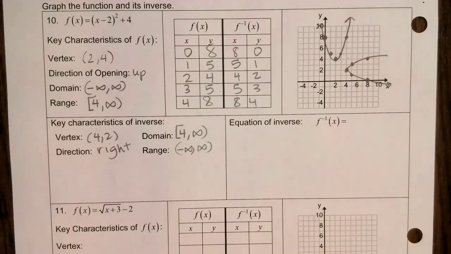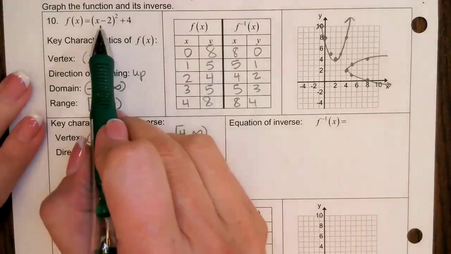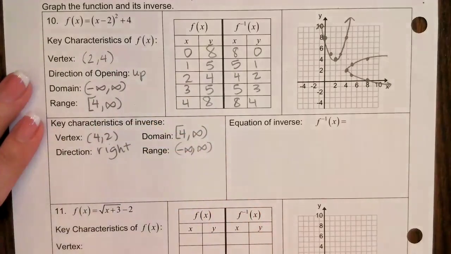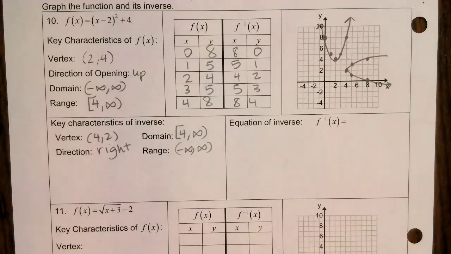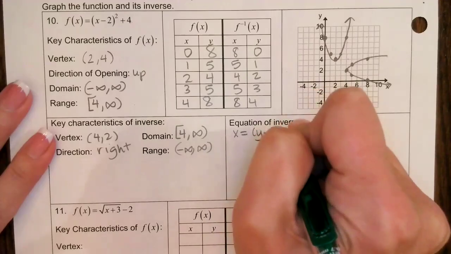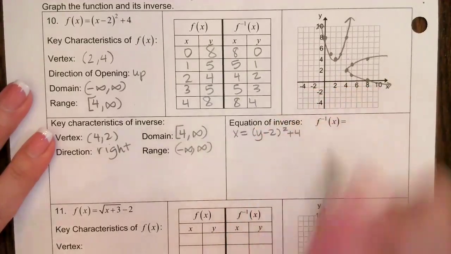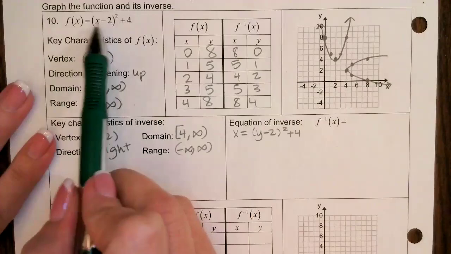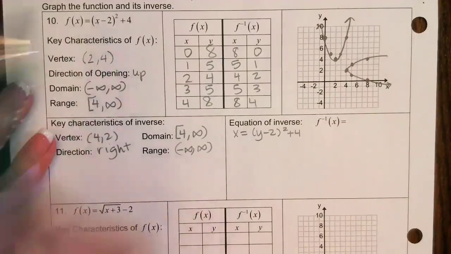All right. The hardest part of inverses is really writing the equation and really thinking through that. So we're going to start with writing the equation here for our inverse to this quadratic. And so we said for an inverse, you switch that input output. So you're switching the x and y. So that should always be your first step. Switch that x and y. So x is equal to y minus 2 squared plus 4. I have switched my x and my y values in this equation.